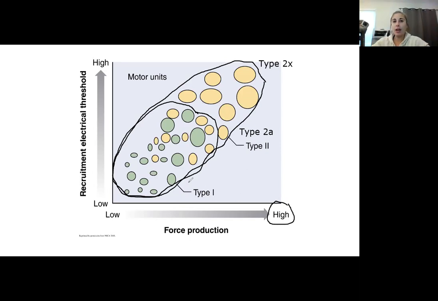Okay, so it's never like, okay, I turn my green on, the type 1, okay, turn them off. Then the type 2A on, turn them off. We don't do that. We just have all on, or a little bit of type 1, then type 2A, then type 2X. Okay, and we can't skip. It's not like, oh, I recruit my type 1, then skip to type 2X. No, that is the order of how we recruit our motor units.